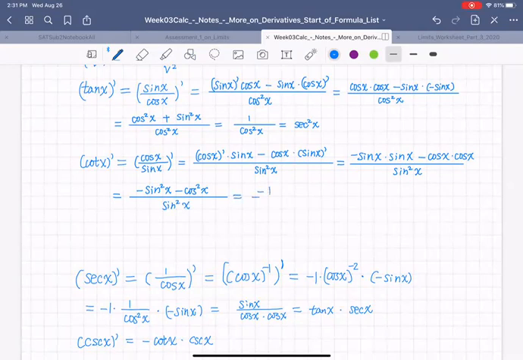The top one is -1. The bottom is sine squared x. That's why this is negative cosecant squared x. That makes sense.